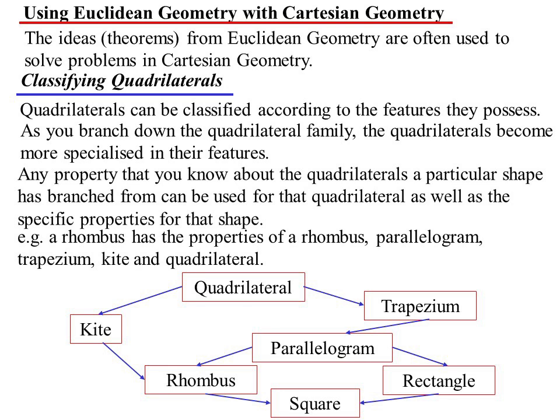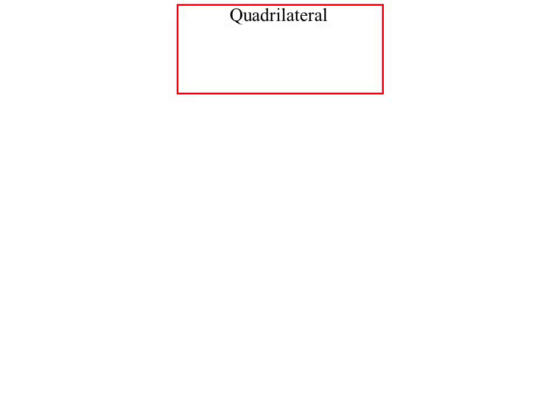There's a rhombus over here. It will have the properties, the specific properties of a rhombus, but it also will have any properties of a parallelogram, a trapezium, a kite, and a quadrilateral in general. So let's list the features as we branch down. A quadrilateral, there's not a heck of a lot we know about quadrilaterals other than, oh, it's got 4 sides. How useful is that? And oh, it's got 4 angles as well. But yeah, other than that, there really is no specific properties that we can use with a quadrilateral.